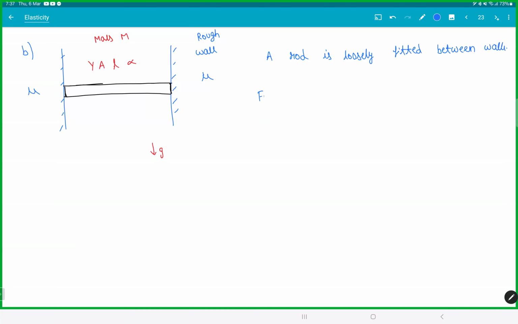Right. So the question is, find the change in temperature so that the rod does not slide. If you increase the temperature to a certain extent, the rod will push the wall and the friction will balance the weight. Find the change in temperature so that the rod does not slide. This and the previous problem are related to each other. When you see both the problems together, I think you will get a better idea.